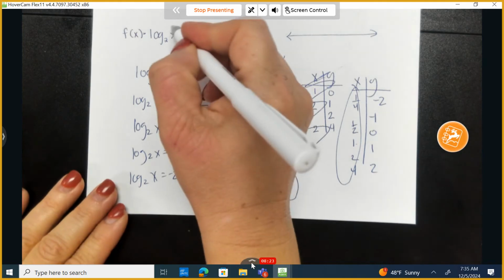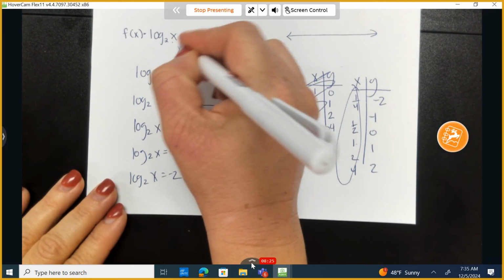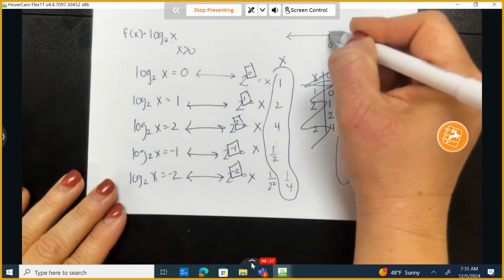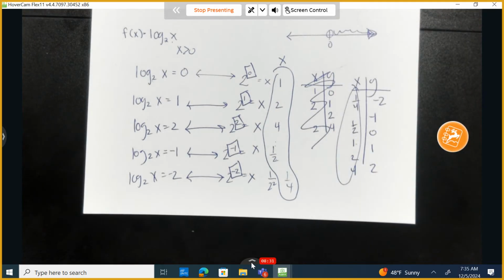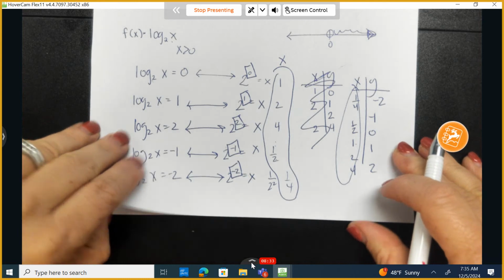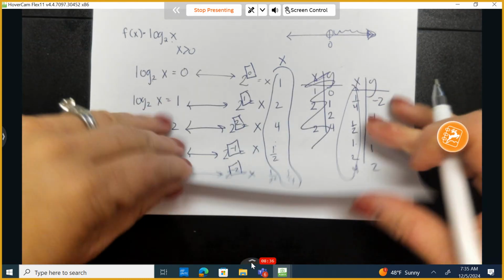So if I come back to this and I know that this value, x, has to be greater than 0, I come over here to 0, I put a circle and a line off to the right. Now, I did not actually put this example down, but I want to make another one here.